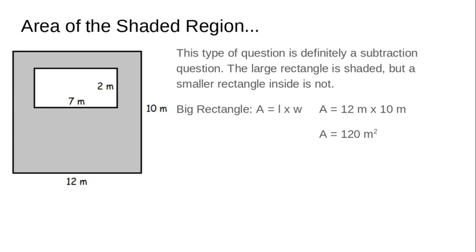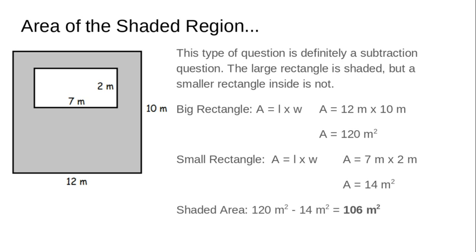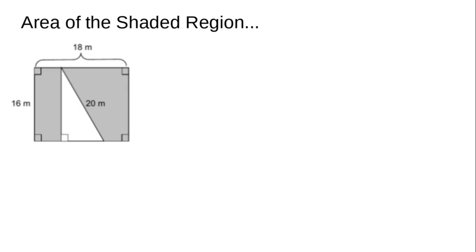However, there is a white rectangle in the middle that is not shaded. So we need to look at that little rectangle. It is 7 meters by 2 meters. So 7 times 2 is 14 square meters. And so we'll need to take the big rectangle and subtract out the small rectangle that's not shaded in order to find the area of our shaded region, which after the subtraction turns out to be 106 meters squared.